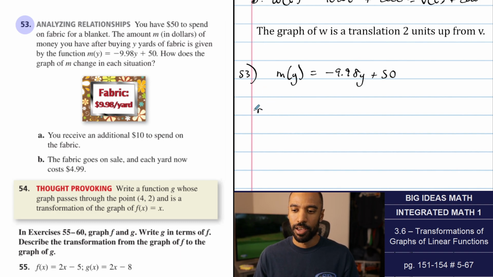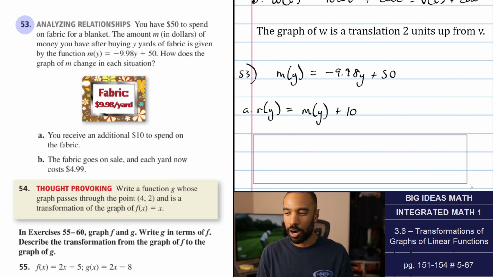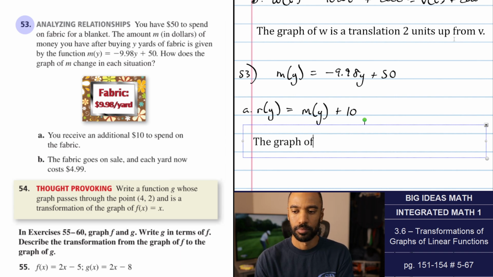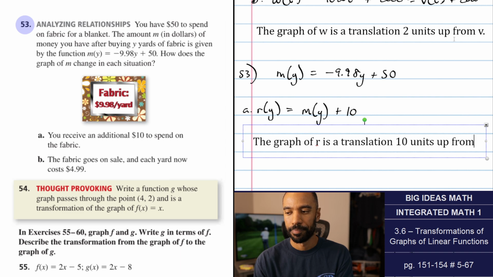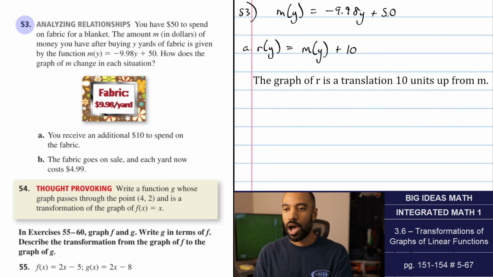So part A, I receive whatever I have here to spend plus an additional 10, right? That's kind of what's happening. That's what makes this turn into 60. So my description for that is the graph of R is a translation 10 units up from M. It'll take 10 more dollars to, you know, we can probably at least buy 1 more yard of fabric, right? That makes sense. Part B, the fabric goes on sale and each yard now costs $4.99.